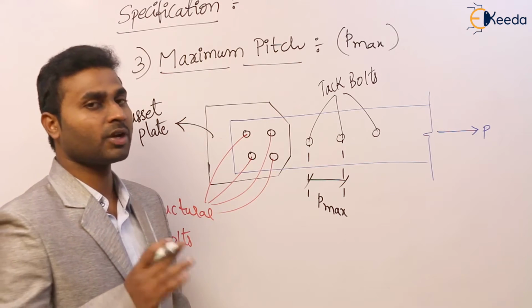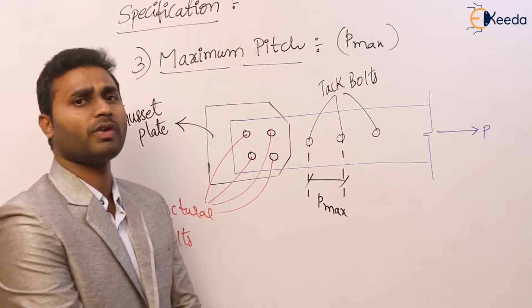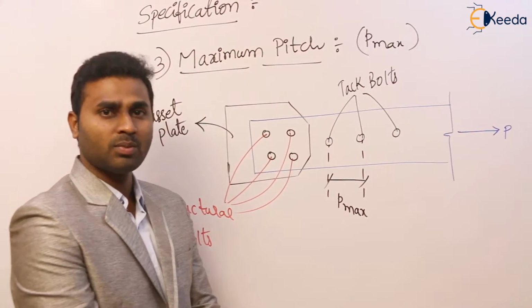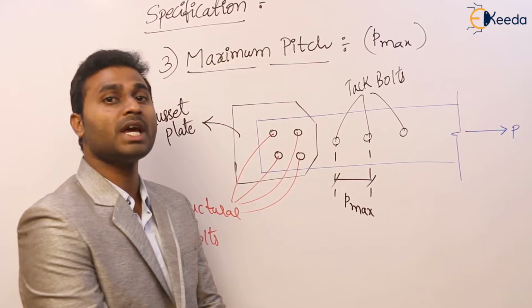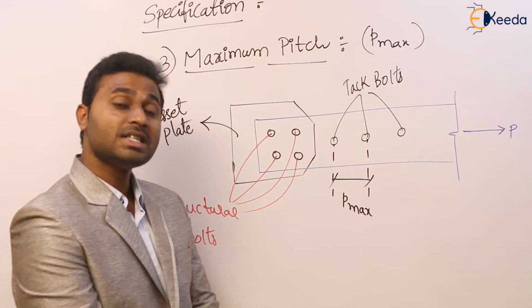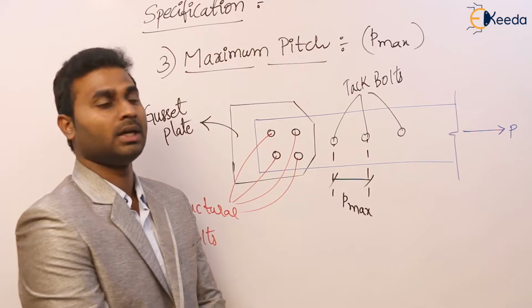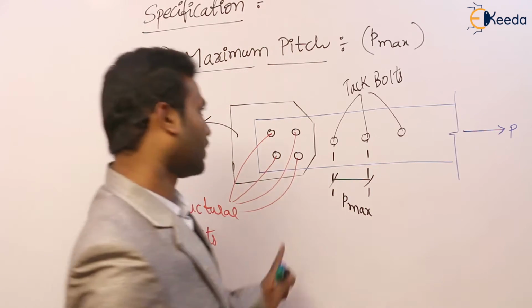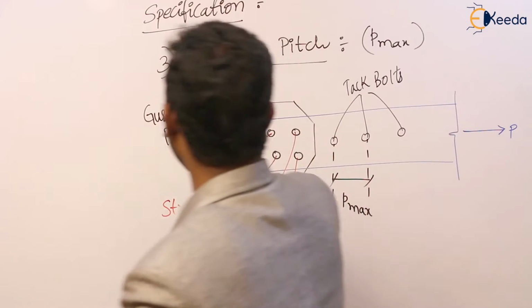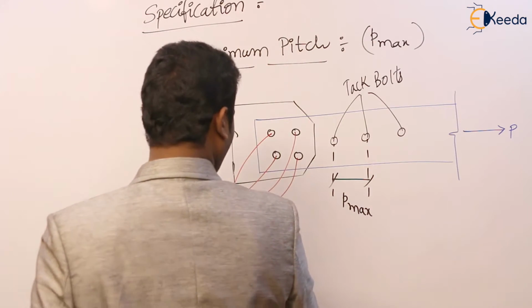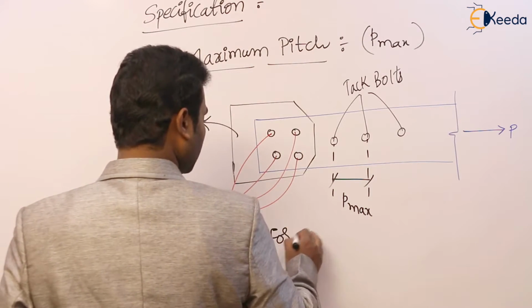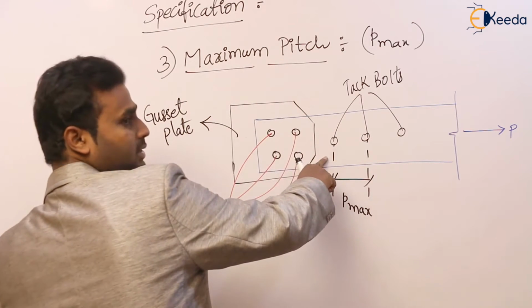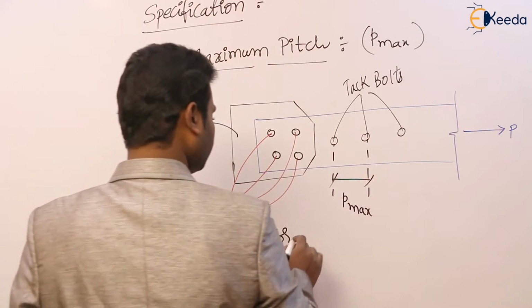So tell me, why are we going to use tag bolts? Come on everyone. Tag bolts are the bolts which are used to make two members behave like a single member. Clear? So this is where we are going to provide tag bolts, on a Pmax, for plates. It means we are connecting plates by using tag bolts.